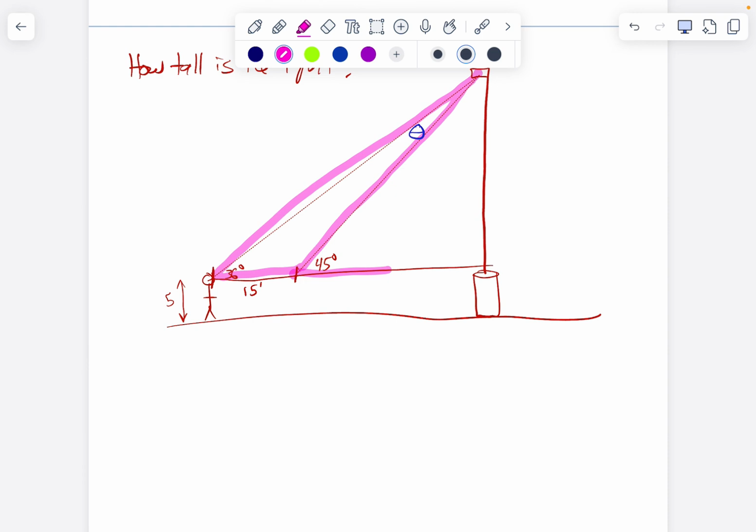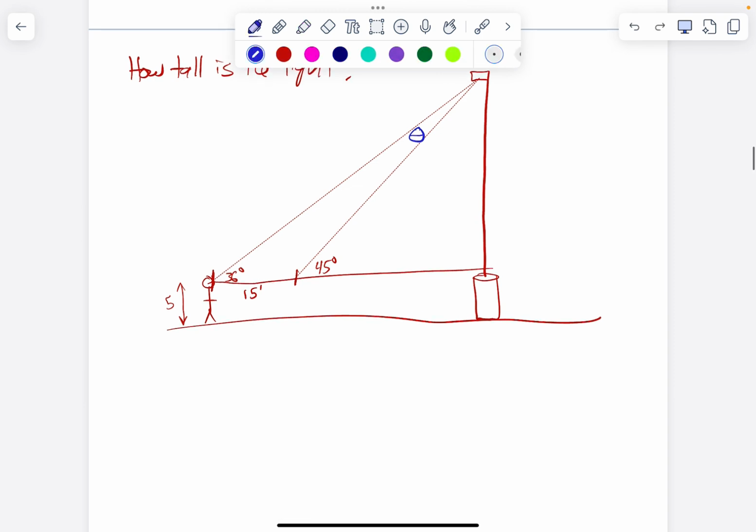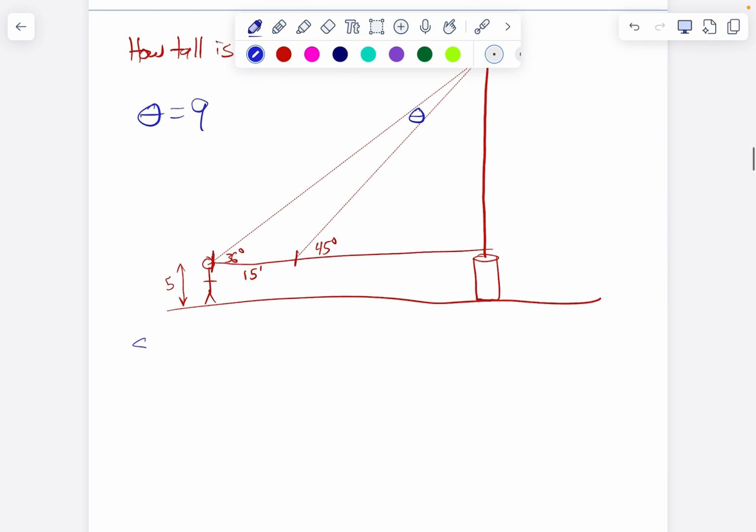In other words, this 45 is the same as 36 plus theta, the two opposite in the triangle. So that saves you a little bit of work. So theta is what? Theta is 9. Okay, now we have our law of sines. We can do sine of 9 over 15.